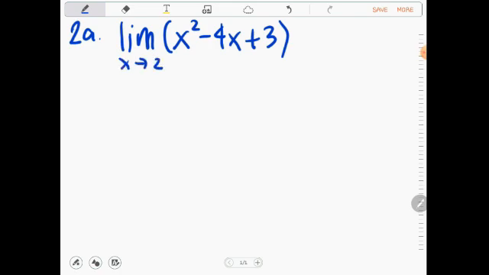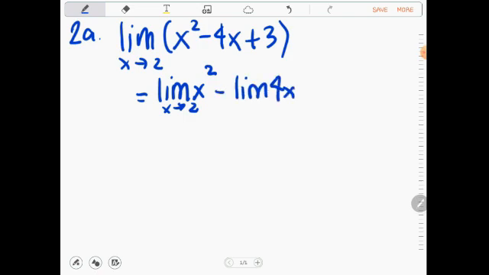So based dun sa ating mga rules, sa ating limit, pwede natin siyang paghiwa-hiwalayin. Ano? So this would be equals to limit of x squared as x approaches to 2 minus limit of 4x as x approaches to 2 plus limit of 3, yung constant 3 natin, as x approaches to 2. Ngayon, yung ating limit of x raised to 2 ay pwede natin siyang i-simplify pa.